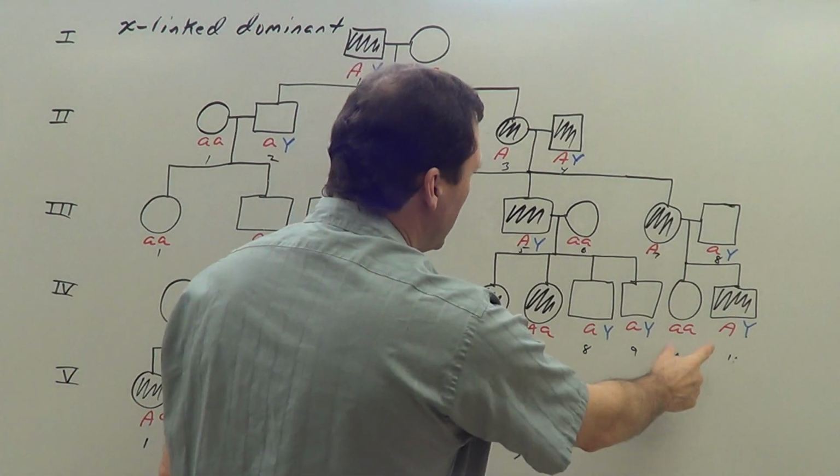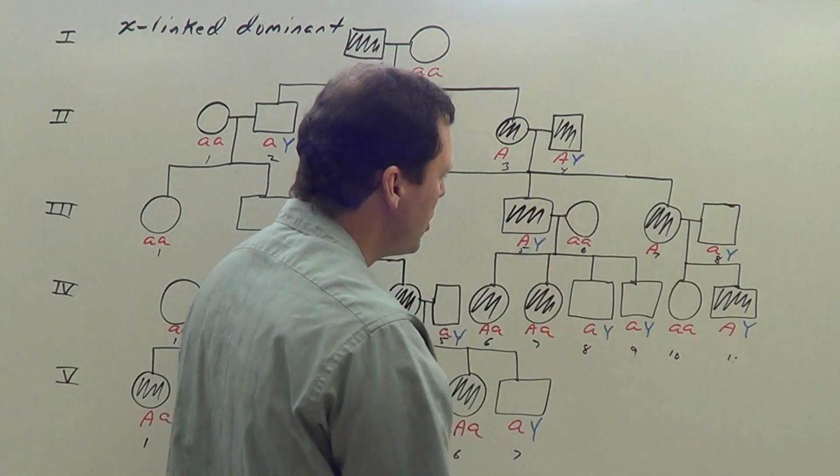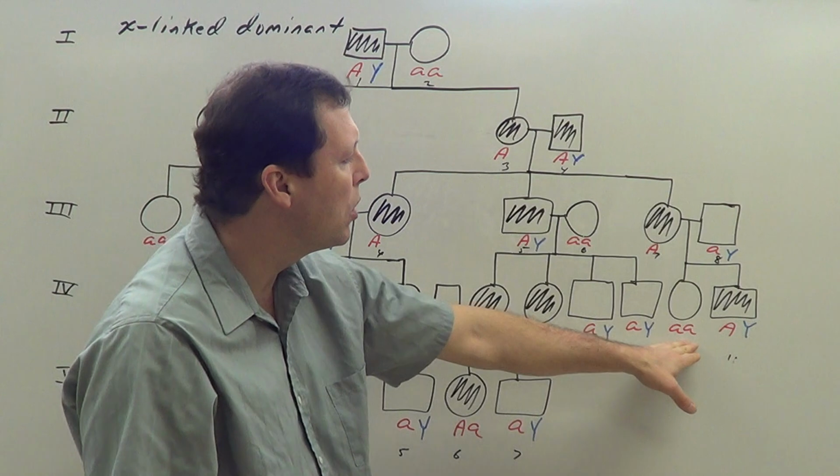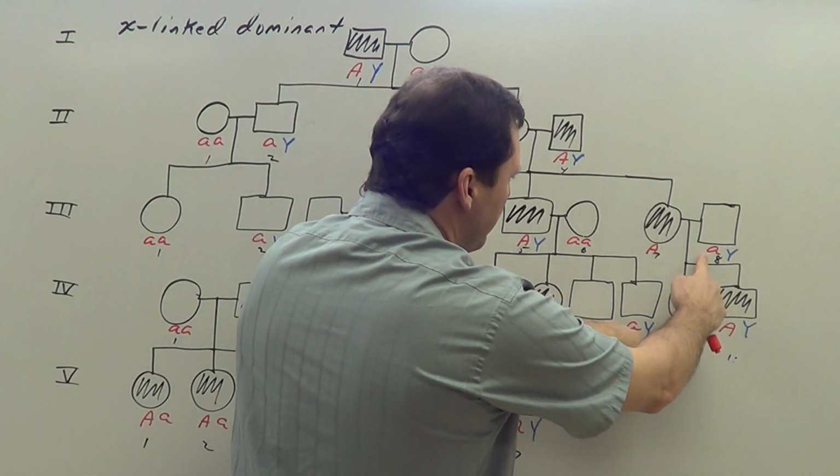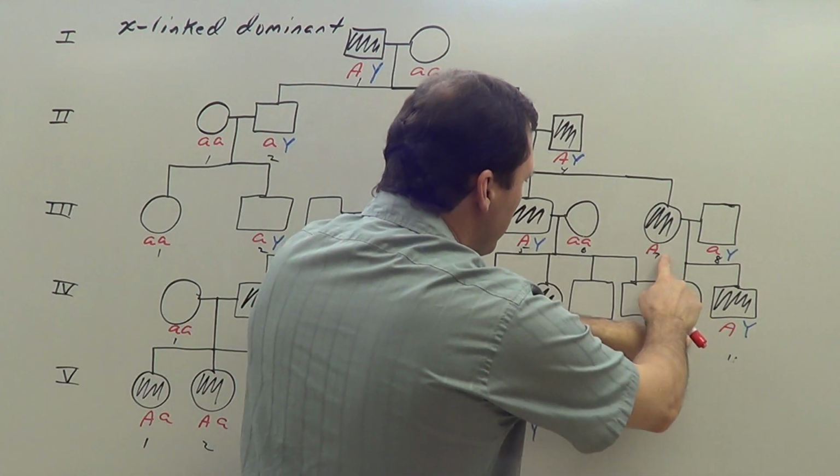This individual here, let's take a look. We can either look at the kids or we can look at the parents. Look at the daughter here. She's got two lowercase a's. One of these lowercase a's had to come from dad, and the other one has to come from mom.